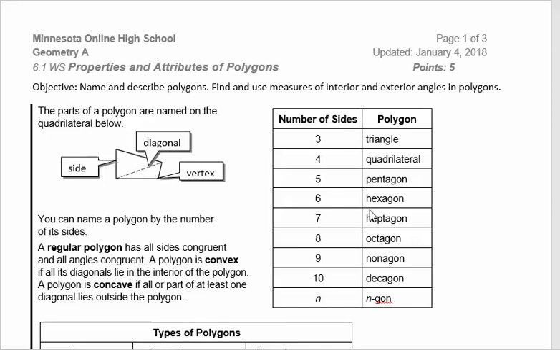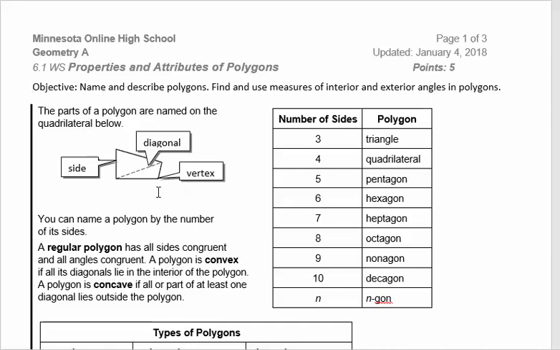This is Ms. DB, and in this video we're going to go over how to do some of the problems on the 6.1 worksheet, which is on properties and attributes of polygons. So there's a lot of new definitions. You should take some notes so that you have this information handy.